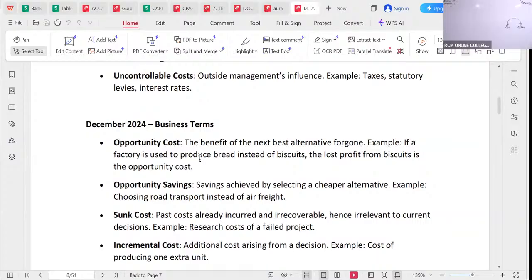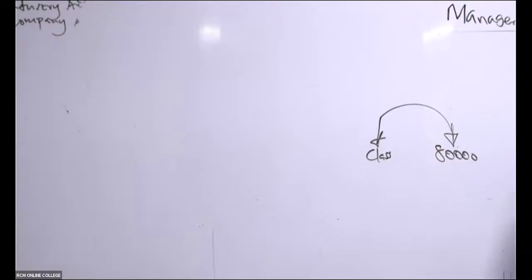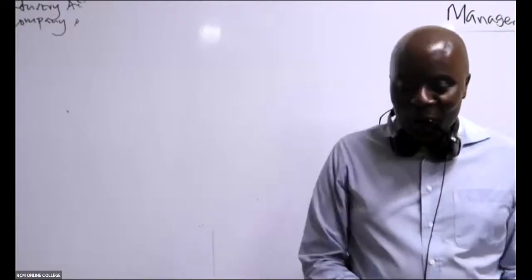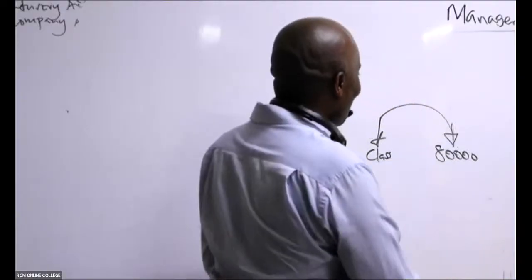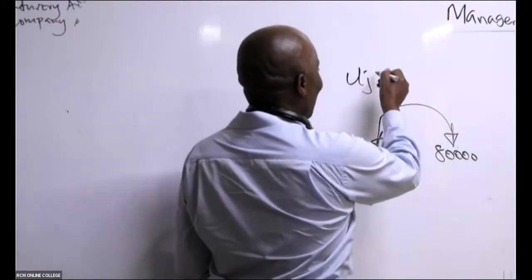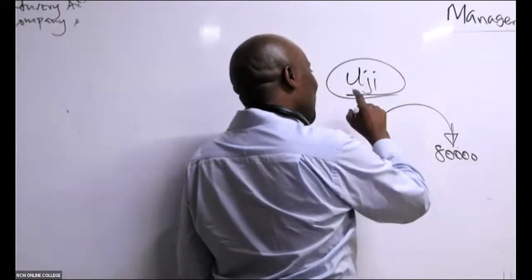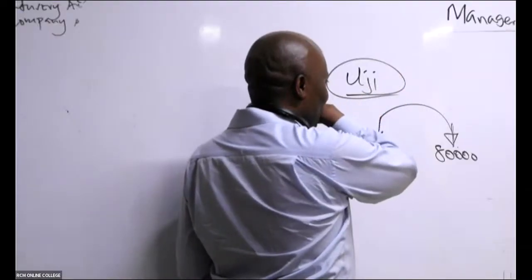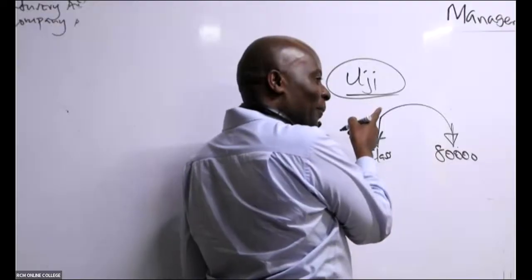Then we have opportunity savings. The same case, and this is really practical, including my students who are online. I want to believe that assuming in this case here, there is somebody who takes some uji. You know, uji is a popular word now, isn't it? Perhaps you were used to taking some uji in the evening. Do you know the uji I'm talking about?